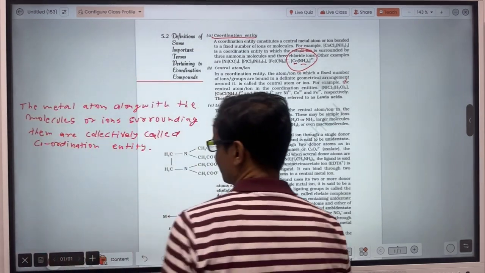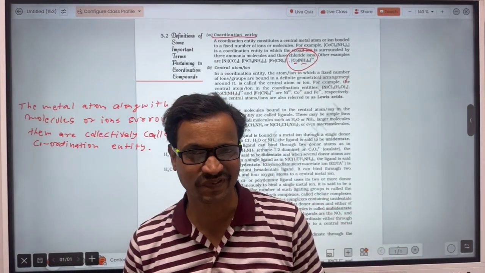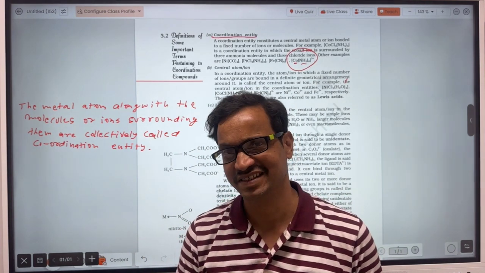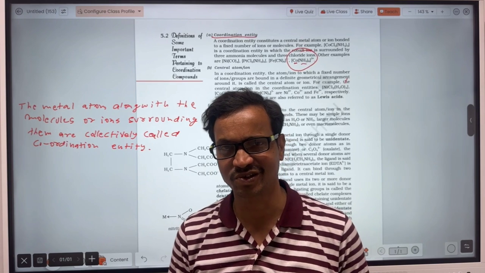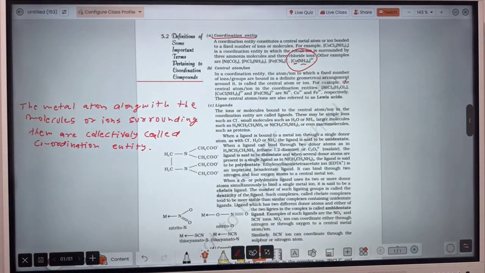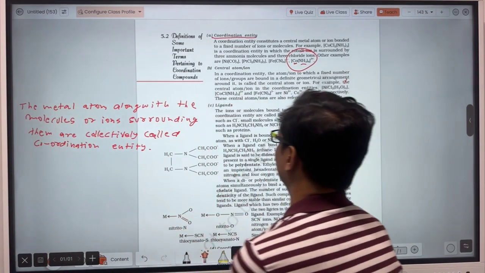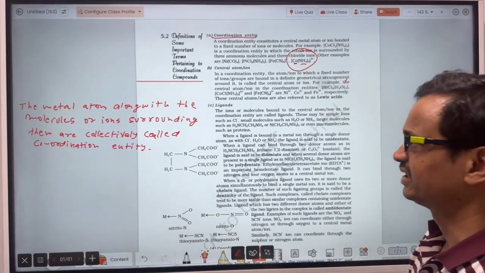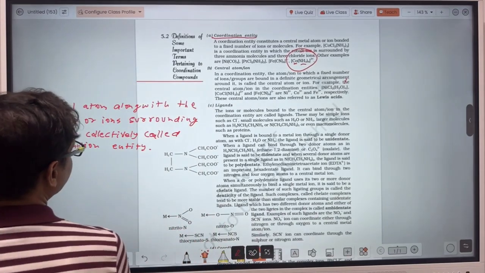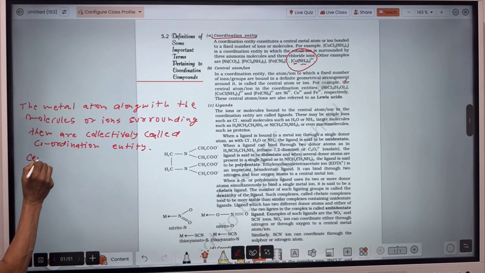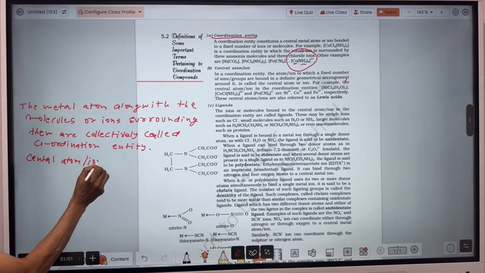Then next is the central atom or ion. Obviously, it is the metal atom around which the ligands, the molecules or ions, surround in a definite geometrical manner. That is called the central atom or ion.